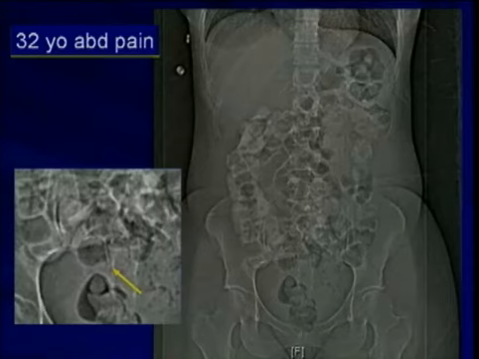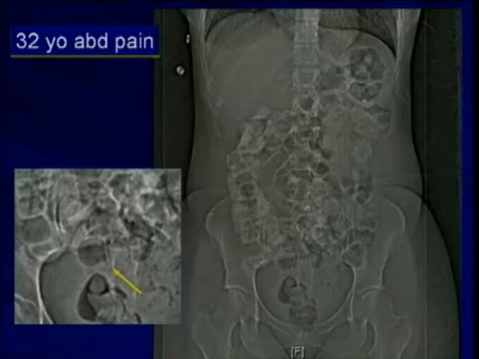Again, much easier and more confident identification of this IUD using the 3D ultrasound. There's no question that this is nicely placed in the endometrial cavity. And here is the string that had withdrawn into the uterine cavity and therefore was not clinically palpable.